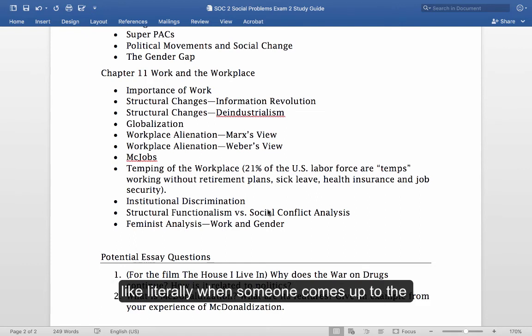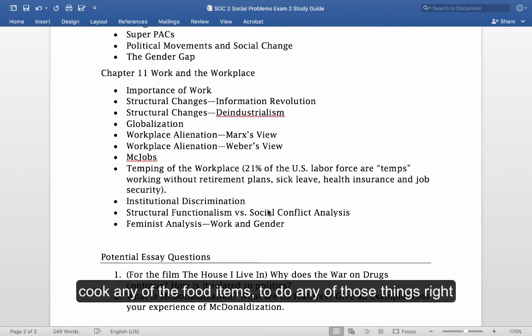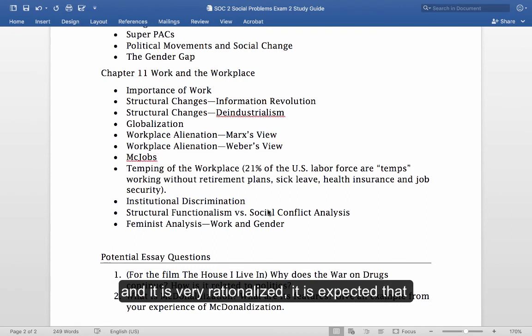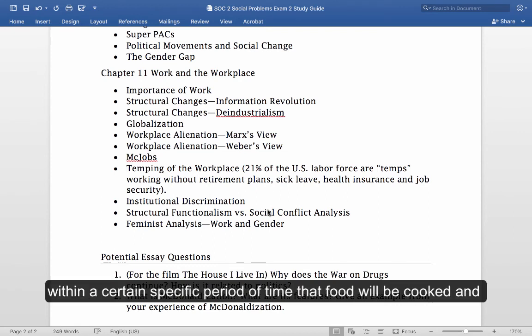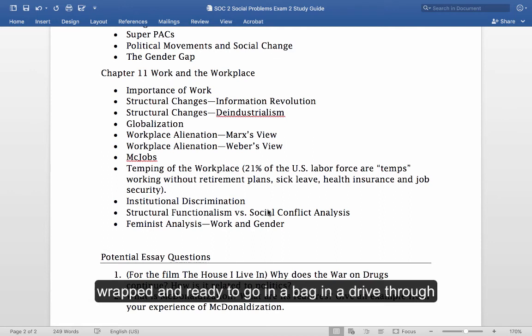So, literally, when someone comes up to the window and orders something, right? There's a certain amount of time that it takes to cook any of the food items, to do any of those things, right? And it's very rationalized. It's expected that within a certain specific period of time, that food will be cooked and wrapped and ready to go in a bag in a drive-through, right?